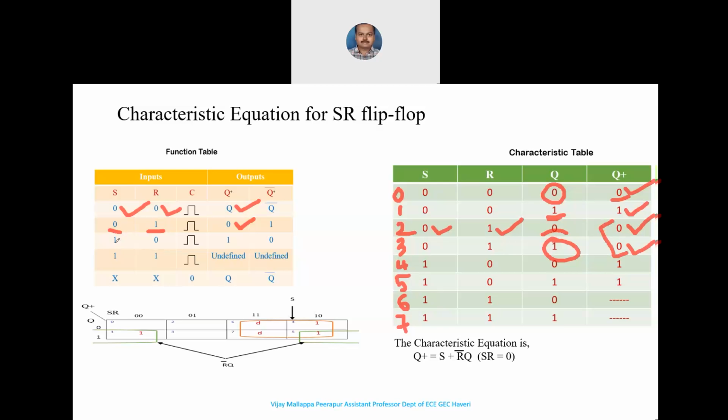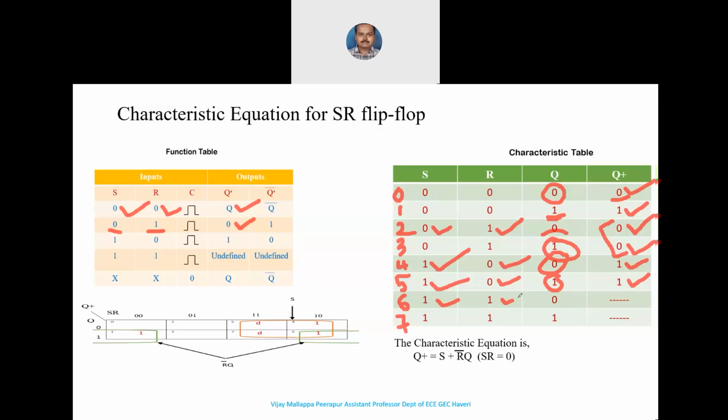Right? Similarly, when S is 1, R is 0, when the clock input is applied here, it is the set state. Irrespective of the previous state, the next state is always equal to logic 1, when S is 1, R is 0, right? You can see here the previous state is 0, but the next state is equal to 1. Similarly, when S is 1, R is 0, since the previous state is 1, since it is the set state, irrespective of the previous state, the next state is always equal to 1.